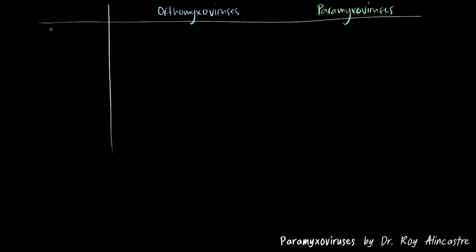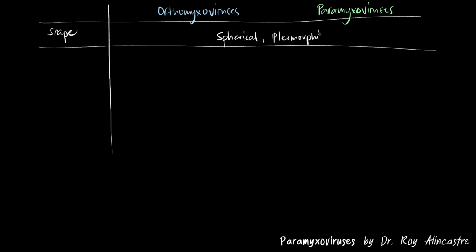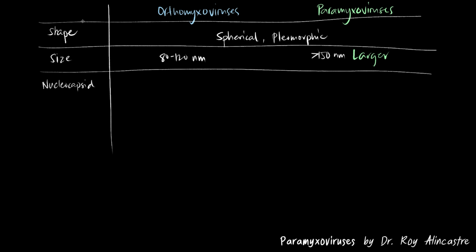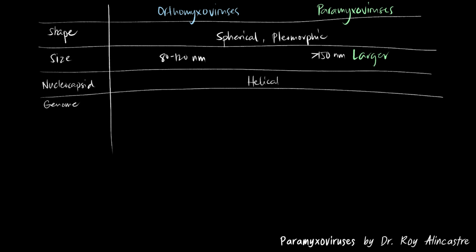Just so that we can appreciate its structure, let's compare the paramyxovirus characteristics with that of the orthomyxovirus. For the shape, both of them are spherical and pleomorphic. The orthomyxovirus is 80 to 120 nanometers in size, so the paramyxoviruses are larger. Both of them have helical nucleocapsids. Both of them also have single-stranded RNA in negative sense.